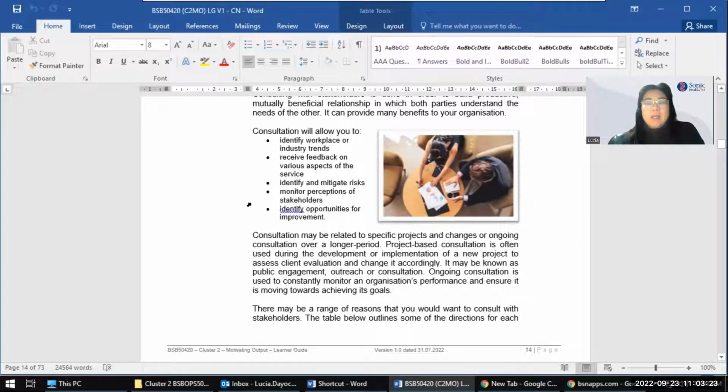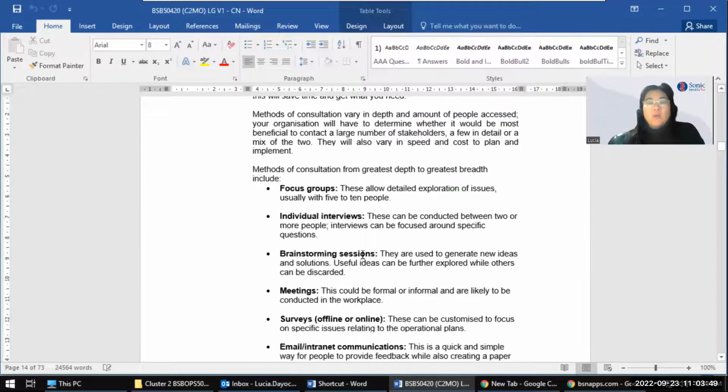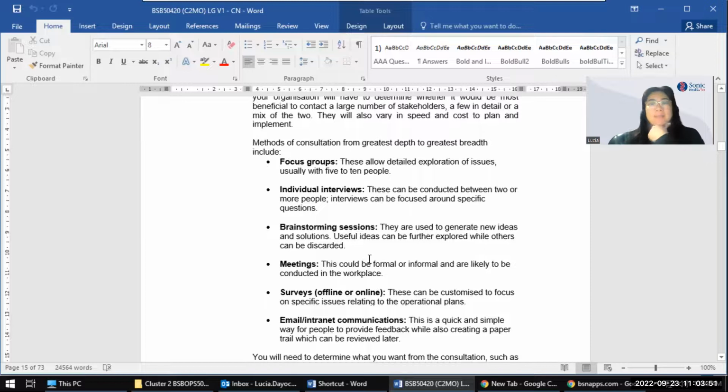Now, there are so many different consultations in terms of projects and changes, and ongoing consultation over a longer period or a shorter period. So just make sure that you have a very good plan in implementing the consultation meetings or the consultation or communication plan. And of course, you also have a good way of selecting the best method of consultation. It's not just a one-size-fits-all. You have to look at the best ways of being able to get this consultation to happen.